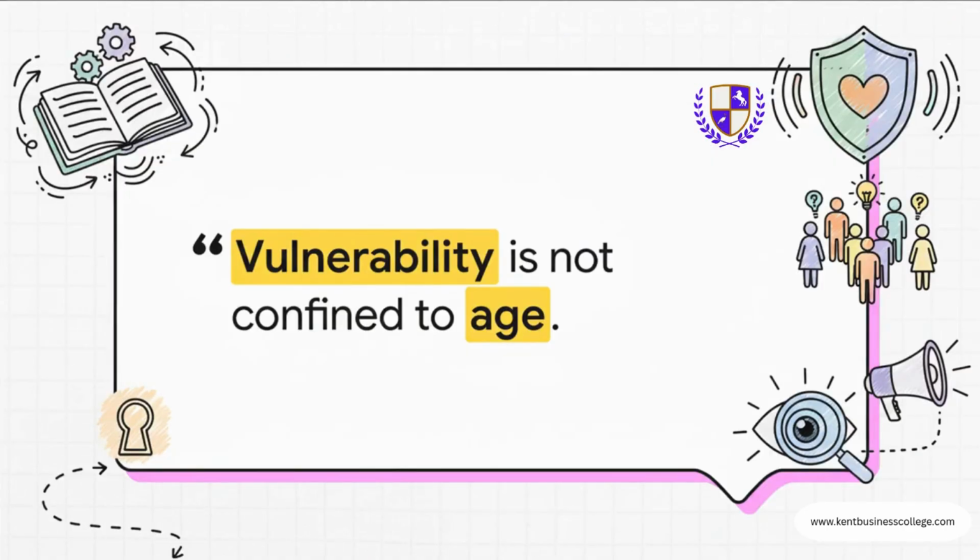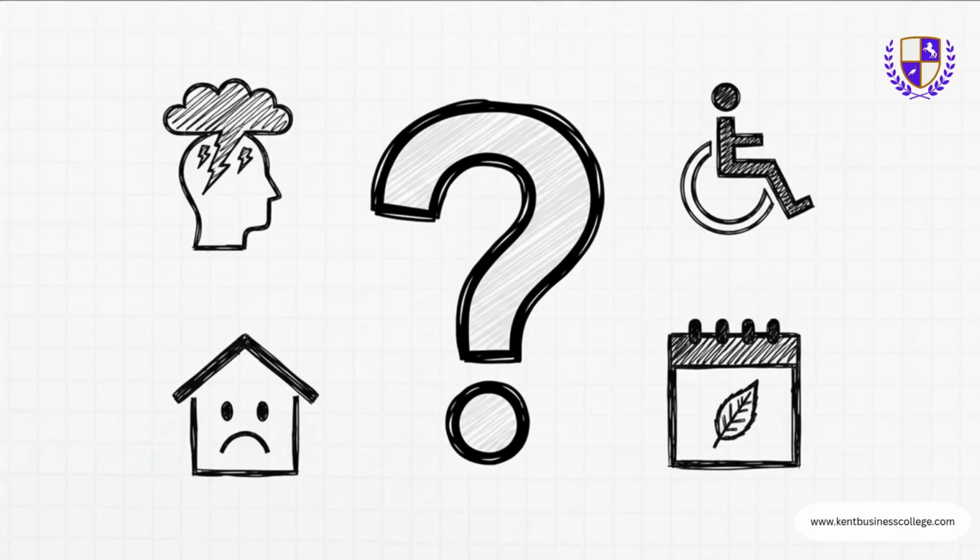Now, let's just pause on this for a second, because this idea is a total game changer. Vulnerability is not confined to age. It is so easy to think that safeguarding is just about protecting younger people, but this flips that idea on its head. It tells us that anyone, at any age, at any point in their life, can find themselves in a vulnerable spot. And what does that actually look like?